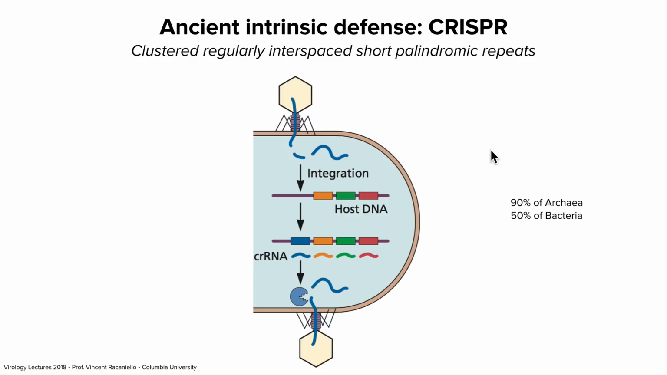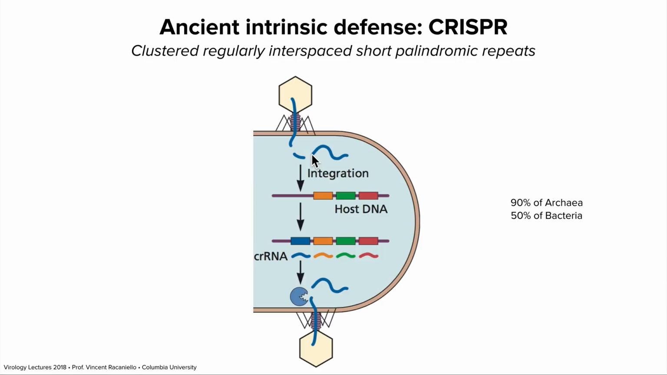And these are defenses, as I said, in archaea and bacteria. It's been found in a lot of archaea, half of bacteria. And in terms of viral defenses, it can also be a defense against plasmid DNA coming into cells. Here's a bacterial cell. It's being infected by a bacteriophage. The bacteriophage has injected its DNA into the bacterium, and this viral DNA would go on and replicate.